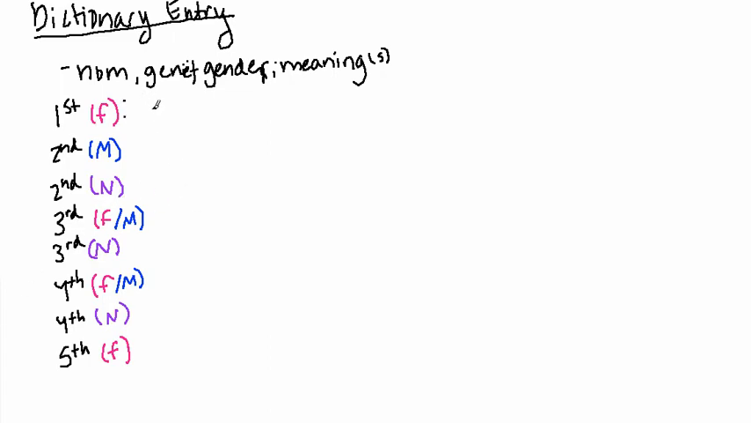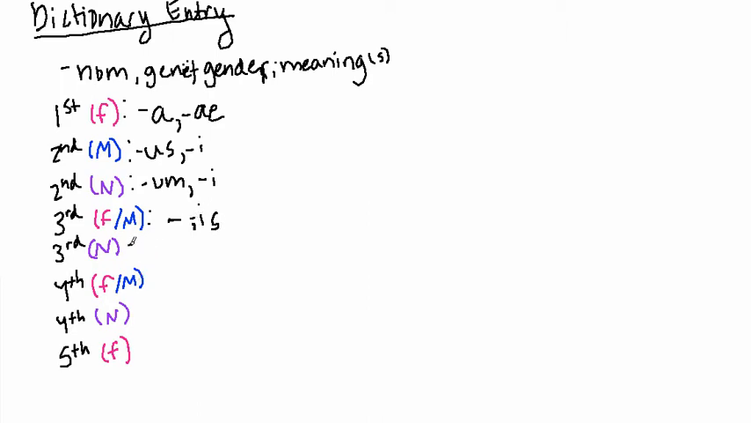So first declension feminine will always be a for the nominative and ae for the genitive, and these are the endings of the dictionary entry. Second declension masculine will always be us for the nominative and i for the genitive. Second declension neuter will always be um for the nominative and i for the genitive. Now, third declension, the masculine and feminine endings can be blank for the nominative, since they're all different, and then an is for the genitive.